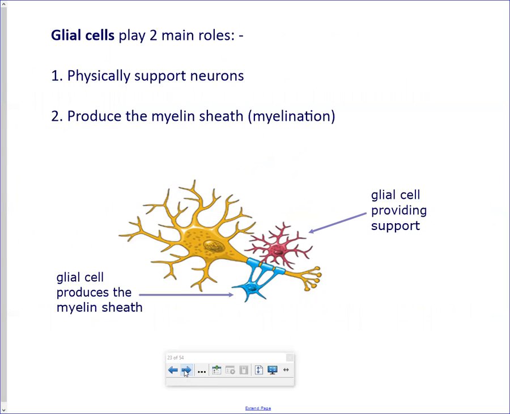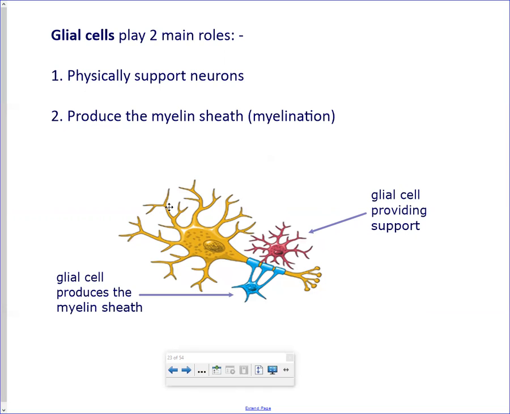So the second major thing that you need to know about is glial cells and what glial cells do. So the two main cells, you've got your neurons, and we've talked about sensory, inter, and motor neurons. But your nervous system is also made up of cells called glial cells. And these really help to support the neurons, if you like. And they support the neurons in two ways.